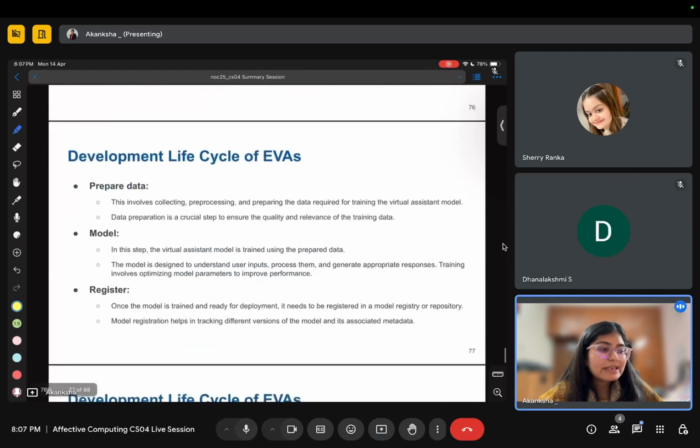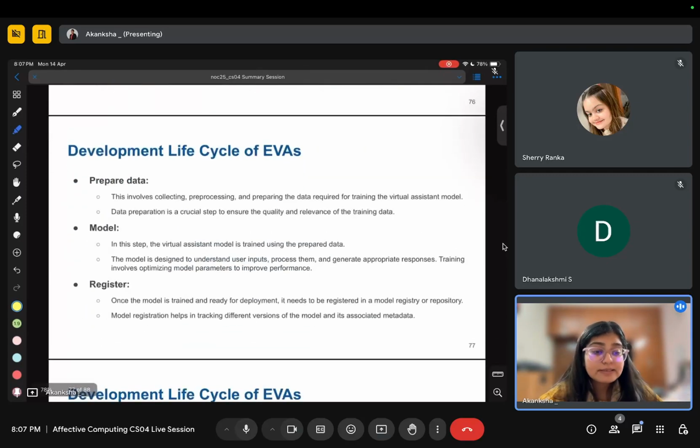So how do we develop these EVAs? Firstly, for any kind of machine learning or deep learning system, we need data. So we need to collect and prepare data. Second step is modeling. In the model we can go for any ML or deep learning algorithm.